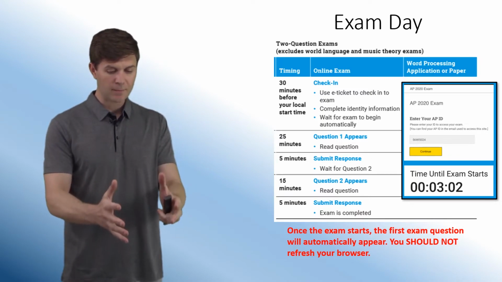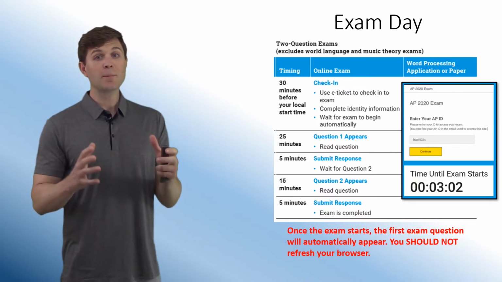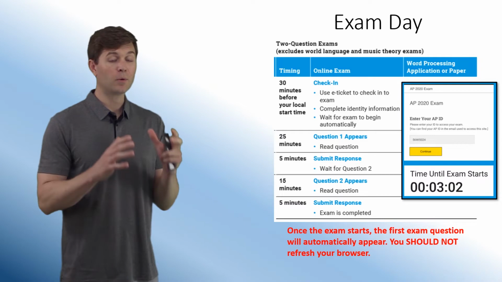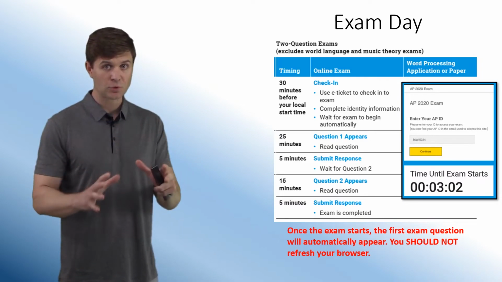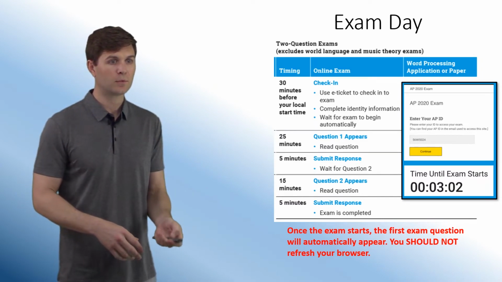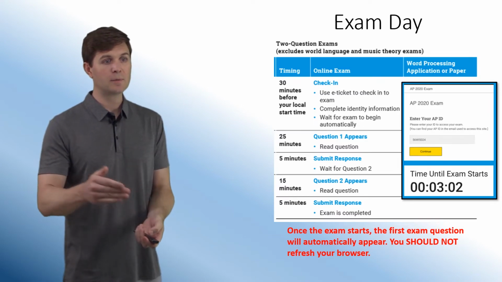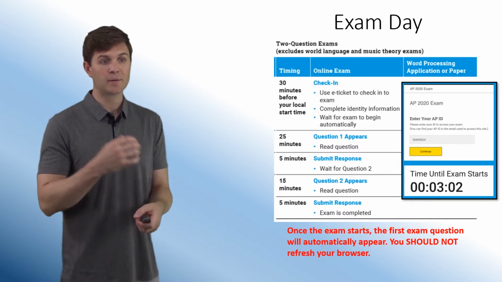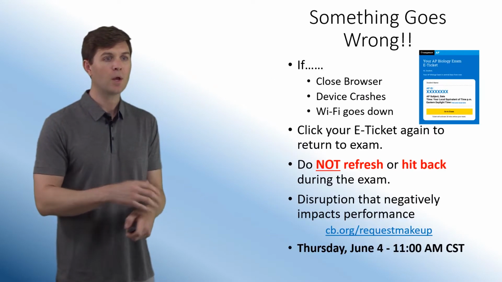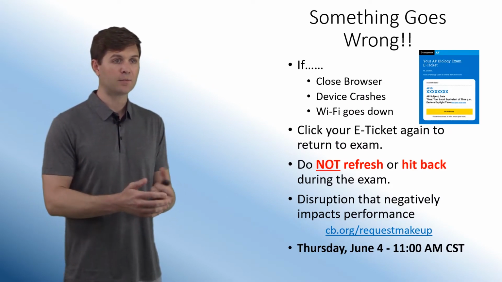It's going to have a timer down on the bottom. So those timers are very important that you pay attention to them. Always make sure that you're on time with your answers. So the same thing with question 2, 15 minutes and 5 minutes to submit. It changes the color of the timer when it gets down to that last 5 minutes.